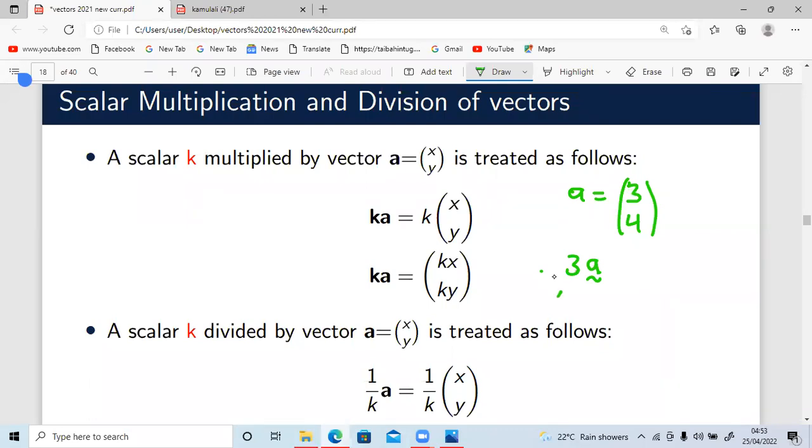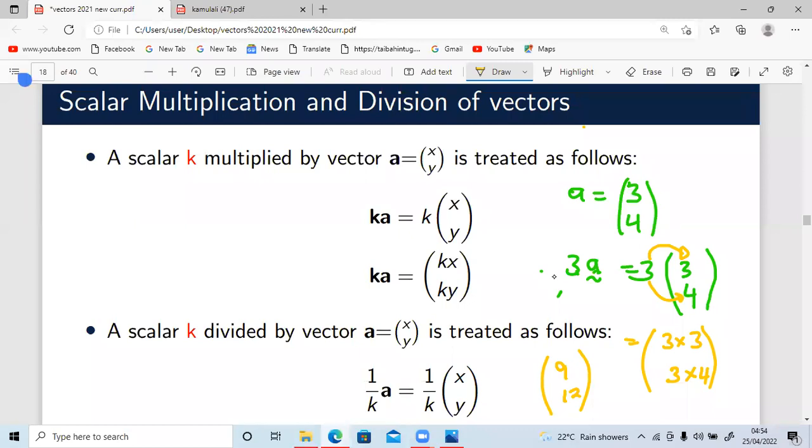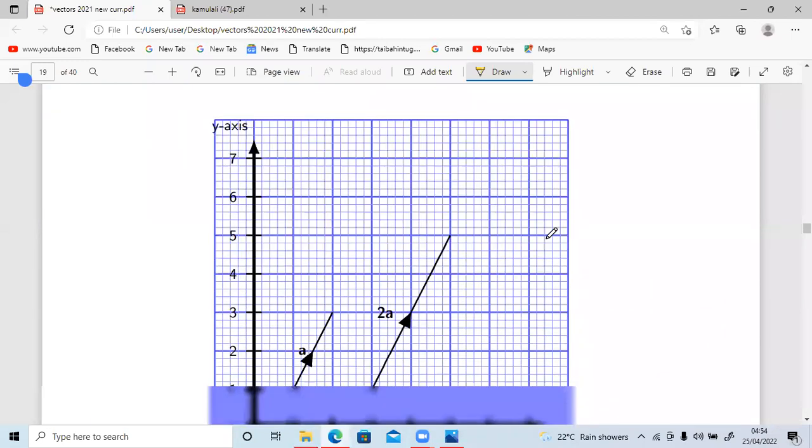So when I have 3 and A, this number multiplying my vector affects both the X component and the Y component. I multiply this 3 times the X component, and the same 3 multiplies the Y component. So I say 3 times 3, then the same 3 multiplies the number in the Y position. You get your final answer as 9 and 12. Is that fine? Scalar multiplication? Yes. Okay.